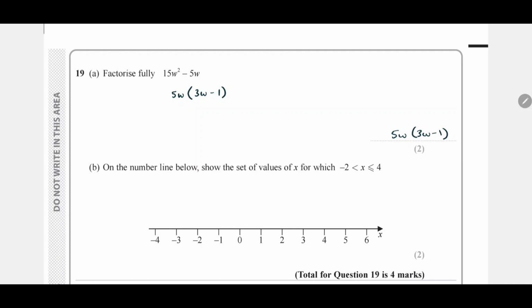Part B says, on the number line below, show the set of values of x for which minus 2 is less than x, which is less than or equal to 4. So x has to be between -2 and 4. And so we can draw that line there. And then as x is also equal to 4, we have to color this in. And so our number line looks like that.